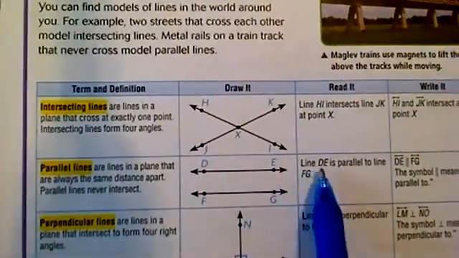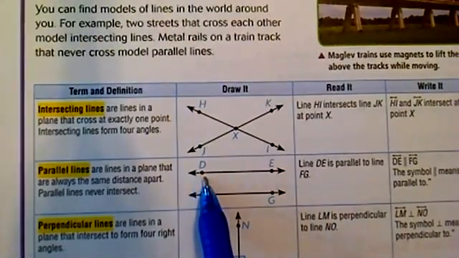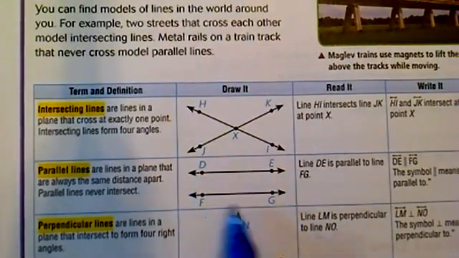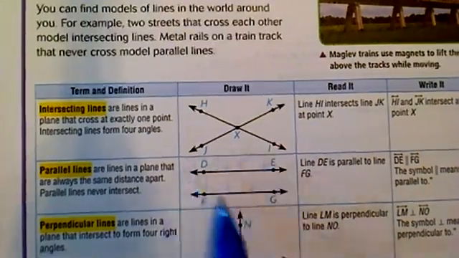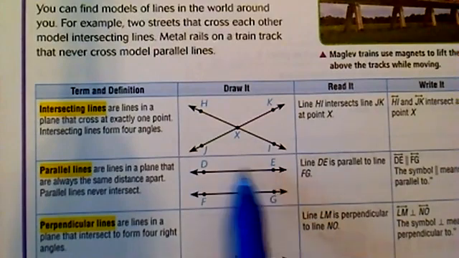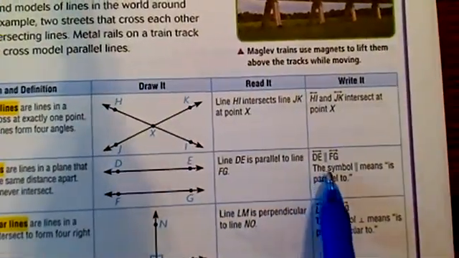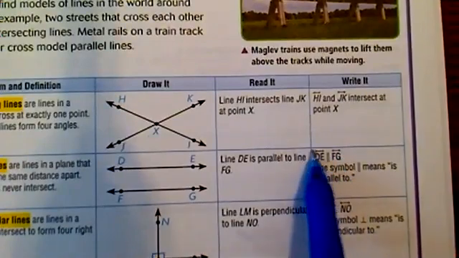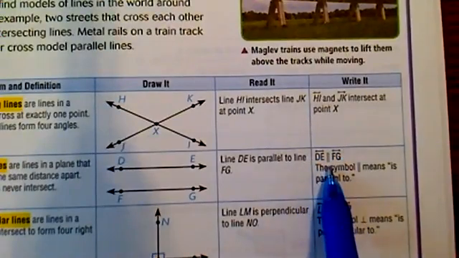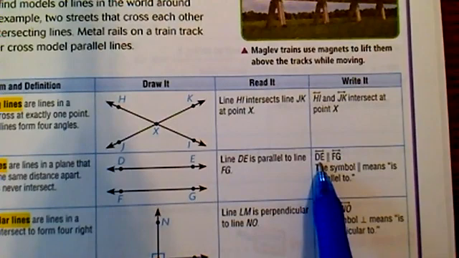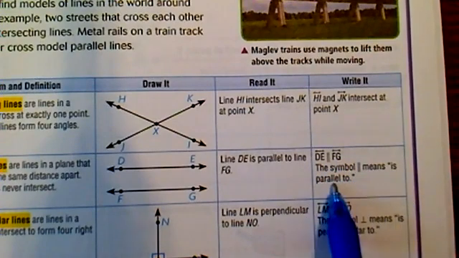And so here we have line DE is parallel to line FG. I know I can say this the other way, by the way. I can say line ED is parallel to line GF, if I want to, because I can read those the opposite direction. Okay, this is how you would see it. If you were asked to do it, this is what it's going to look like. It has a little set of parallel lines in between. So this would read line DE is parallel to line FG. Again, this little symbol means is parallel to.